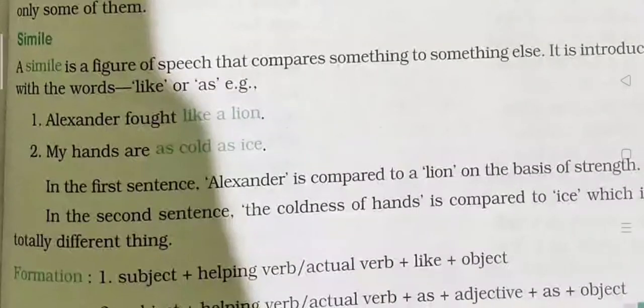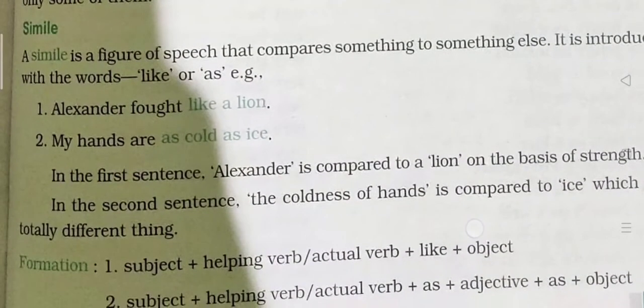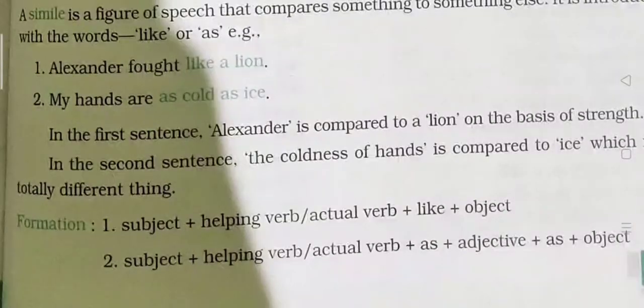It is introduced with the words like or as. Okay, two words we use, and these are like or as. When we compare two things by using like or as, then this device is called simile. Whenever we are comparing two things and we are comparing them by using the word like or as, then it is called simile. See the example. Alexander fought like a lion. Okay, Alexander fought like a lion. My hands are as cold as ice.